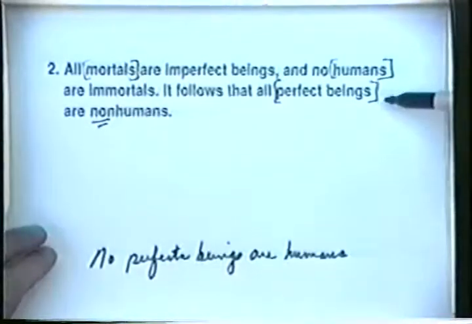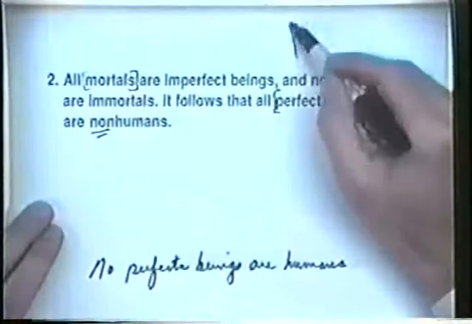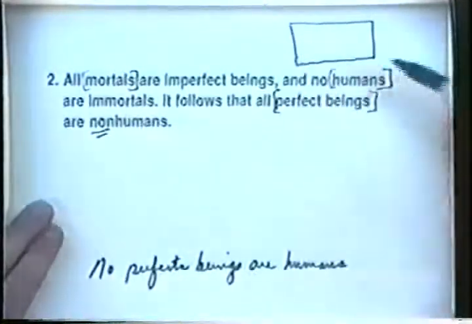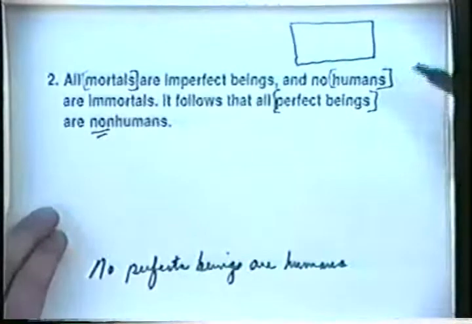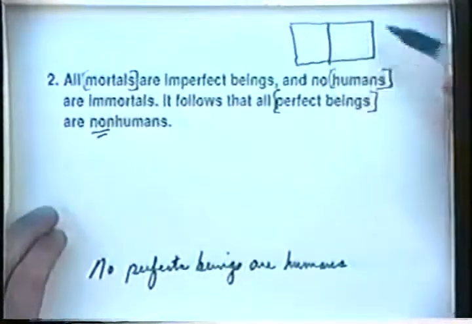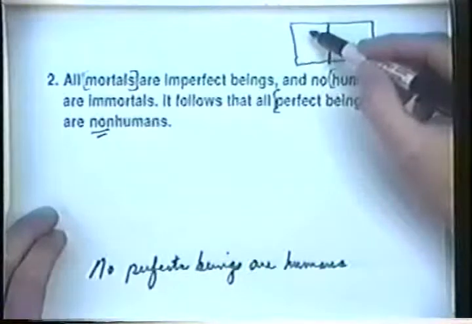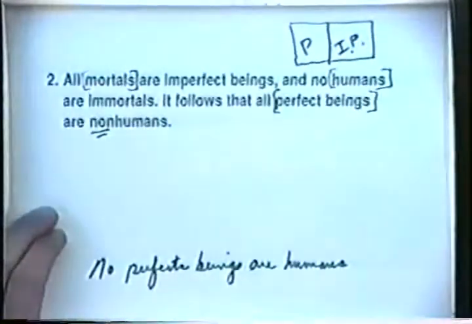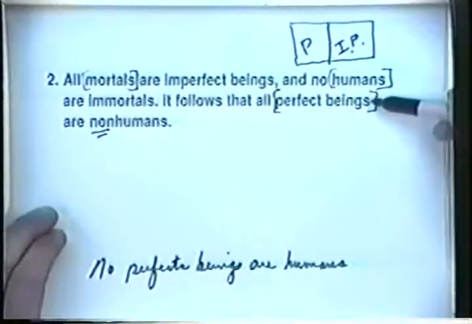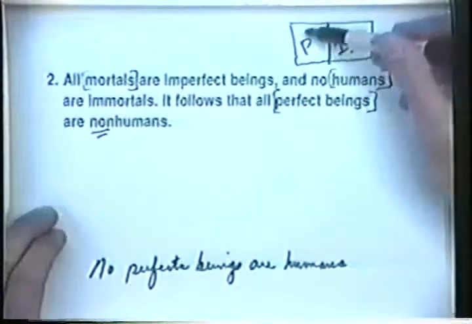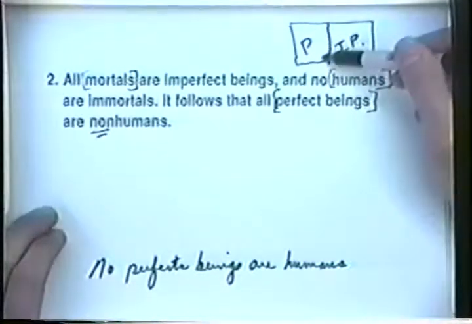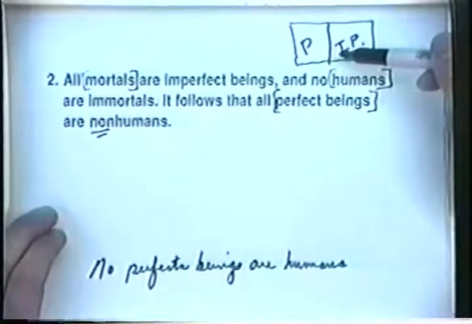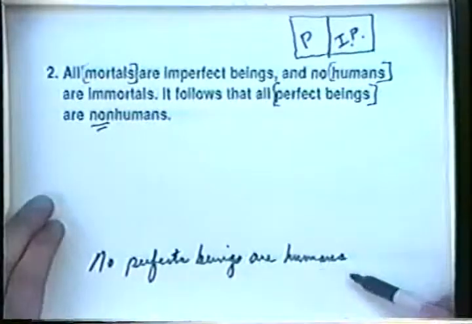And I hope you can see that again, just in the same way that we did with the first question. If we had the universe here, represented by the square, and we were dividing that universe into perfect and imperfect beings, then if all perfect beings are non-human, what do we know? We know that no individual over here in the perfect section is going to be a human. And that's what our conclusion is. No perfect beings are humans.